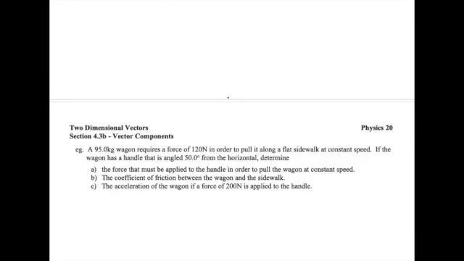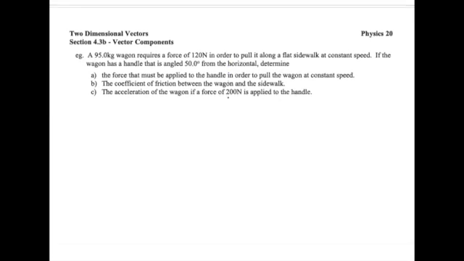So the last one we'll do is look at what happens when we have handles that are set up at some angle. Here we have a wagon that weighs 95 kilograms, and it requires a force of 120 newtons to pull it along a flat sidewalk. So if we have just a box and we're pulling with a force of 120 newtons along the sidewalk, we should be able to make the wagon move at a constant speed.